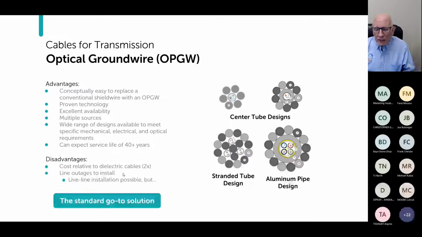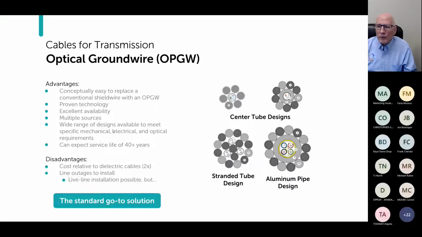Now, live line installation is possible and it has been done, but especially here in the United States, there are significant safety concerns with that. You don't find as many contractors who are able to do it. So you really are back to, you need the line outages. In theory, you don't, but in reality, more often than not, you do.